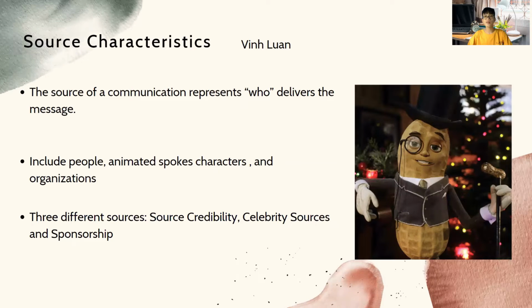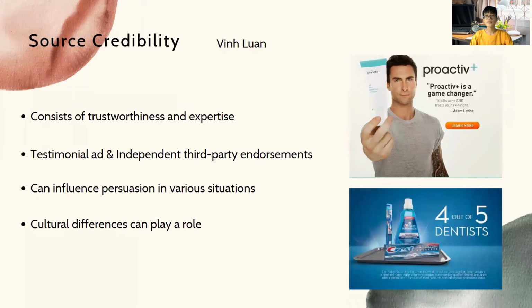The source of a communication represents who delivers the message. It can include people like celebrities, animated spokes-characters from famous TV series like Mr. Peanut, and organizations like companies or third-party endorsements. Source characteristics consist of 3 different parts: source credibility, celebrity source, and sponsorship. So let us move into the first one, source credibility.